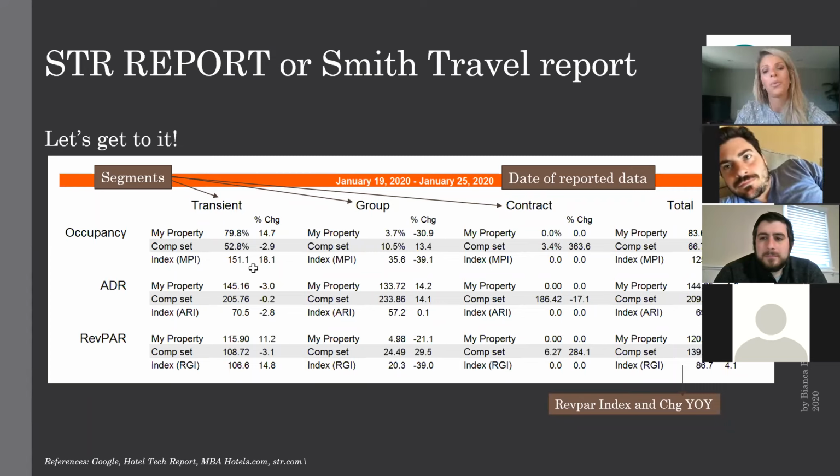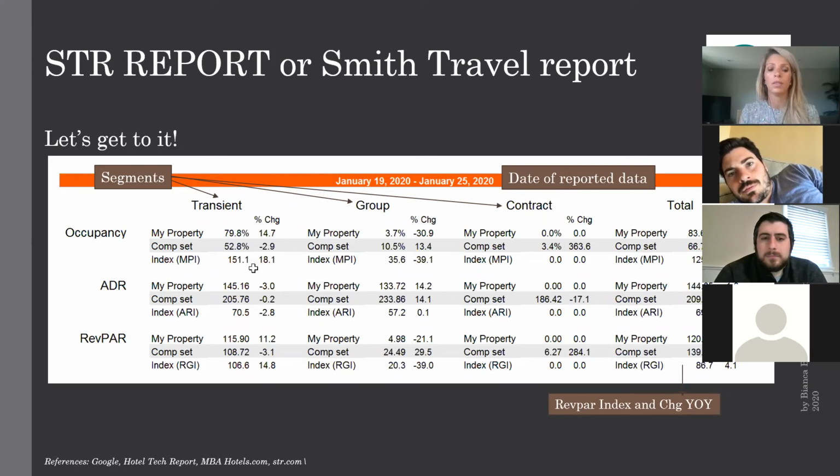But what we want to see here, ideally, is that your RGI is above 100%. And what does that mean? That means that you're getting your piece of the pie in comparison to your competitors. If you're below 100%, it means that your competitors are doing better than you in the market. And of course, you're seeing all the percentages here because you want to see if you're getting your fair share in occupancy, in rate, and in RevPAR.